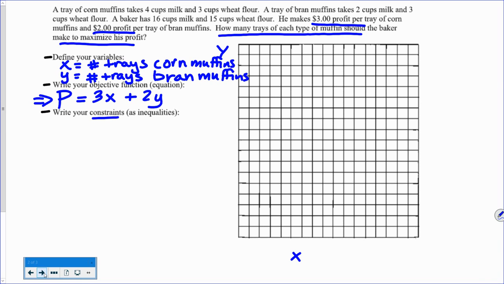Now we need to set up the constraints. These are inequalities that we'll be graphing, and they have some sort of restrictions. It's going to use the other information that we have not used in our problem yet. So let's take a look back through. I've got the 4 cups of milk and 3 cups of wheat flour, and that all has to do with corn muffins. Those are not going to be in the same inequality because I cannot add milk to flour. I can only add milk to milk. So if I want to use the 4 cups of milk for every tray X of corn muffins, I'm going to have to add the milk on to that.